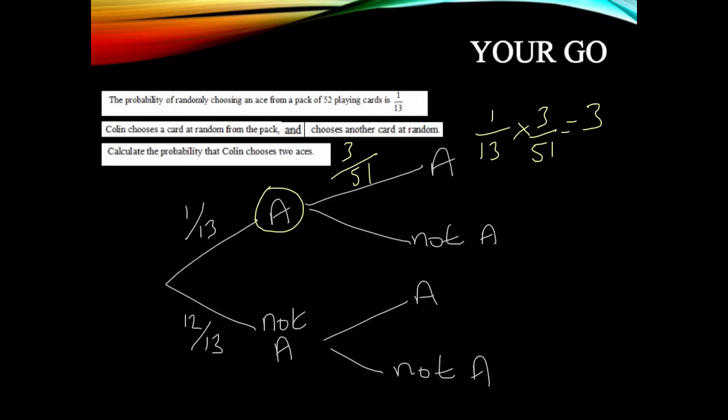Now again, you can use whatever method you like to multiply these. I've used my calculator because I'm being lazy today. But I've got 3 over 663. Now again, I'm looking at these numbers. I've spotted that they cancel down. This will cancel down to 1 over 221. The probability of choosing 2 aces, one first, keeping it, and a second one, is 1 out of 221. It's not impossible, but it's unlikely.